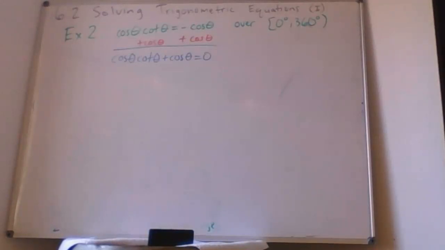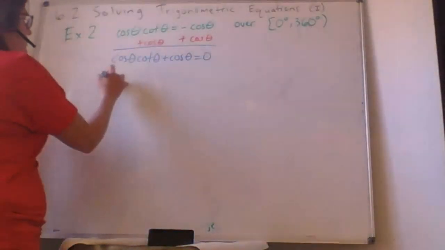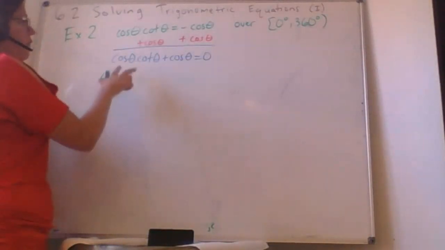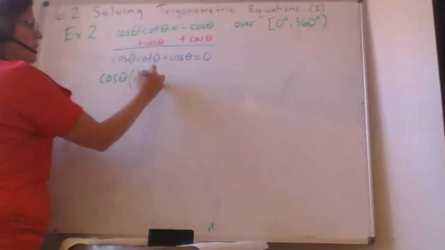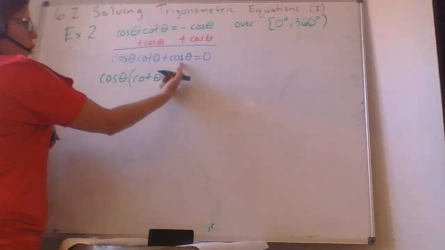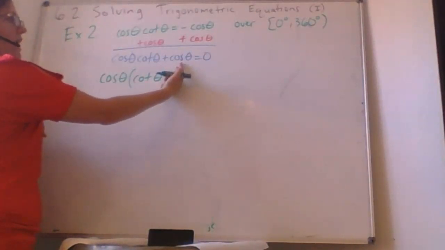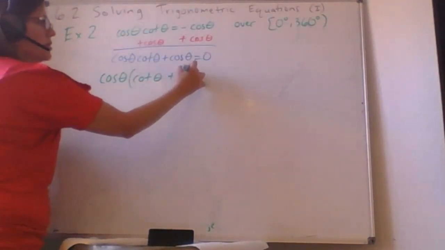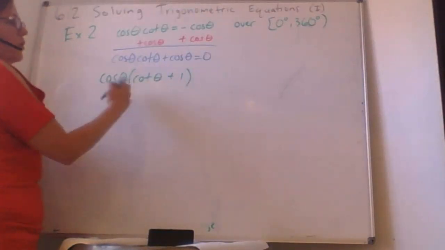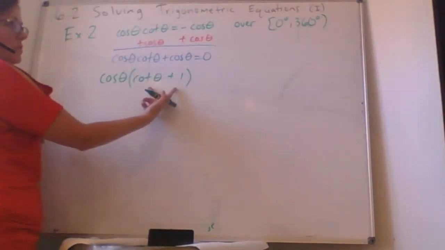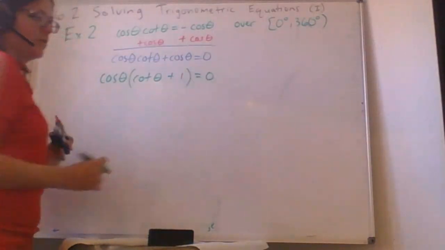Now we need to try to factor this. We have two terms, and each of those two terms has a cosine theta in it. So we will factor out the cosine theta. From the first term, we're left with a cotangent theta. For the second term, we factor everything out, but we need a +1 as a placeholder so that we maintain two terms. And this still equals 0.